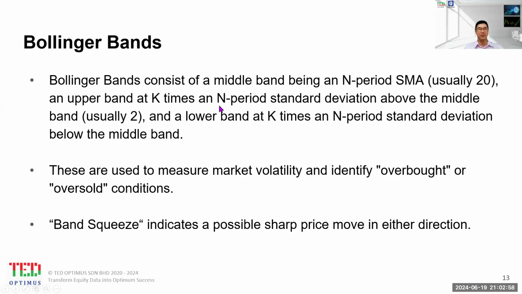Of course, this N period is normally 20. No, no, 20 period is the SMA. For the standard deviation, they use two standard deviations. So usually it's two. One is a plus, one is a minus. And this is used to measure market volatility to identify overbought and oversold.